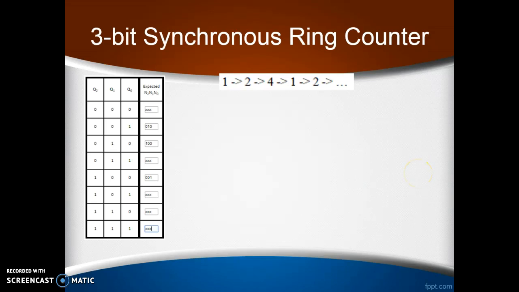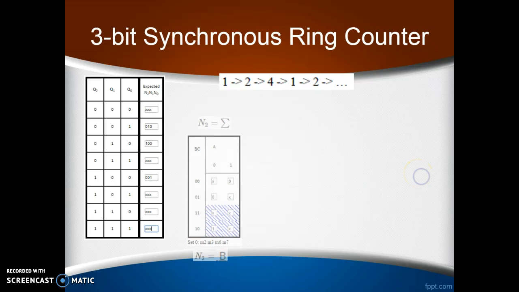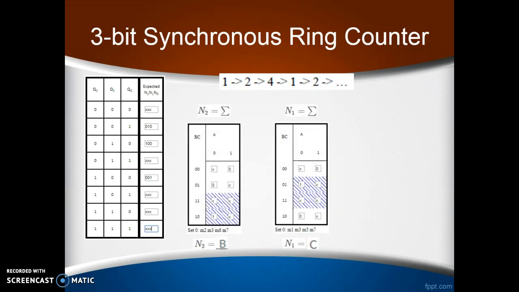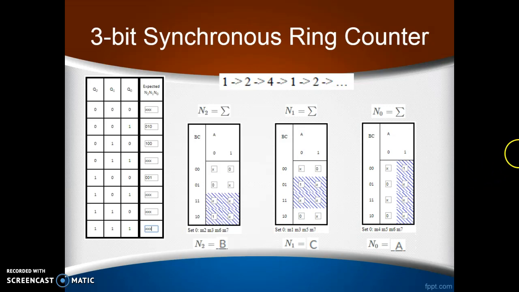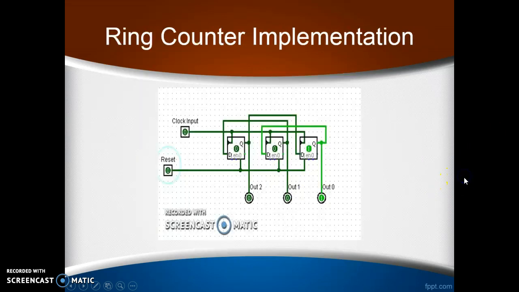Once we've filled out our transition table, we fill out our K-maps to find our reduced Boolean expressions. In this 3-bit synchronous ring counter, because there's only one prime implicant for each of the K-maps, we are left with B, C, and A for the reduced Boolean expressions. We were also asked to use a reset on this ring counter.